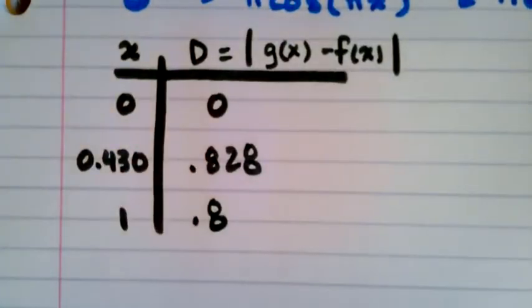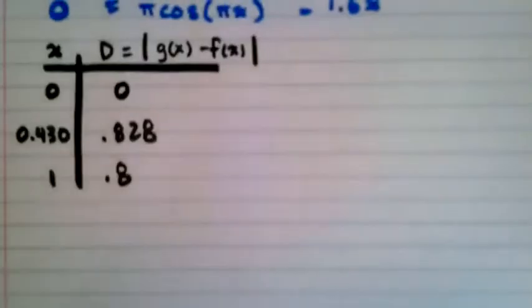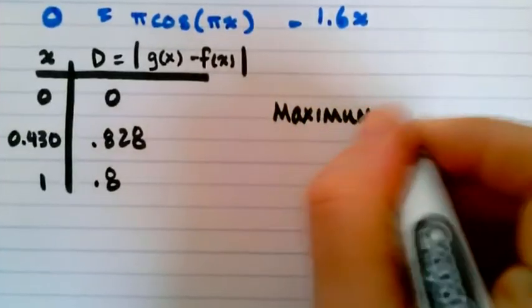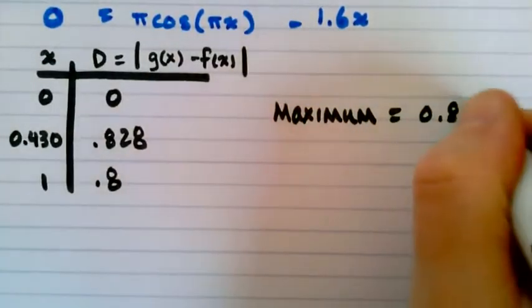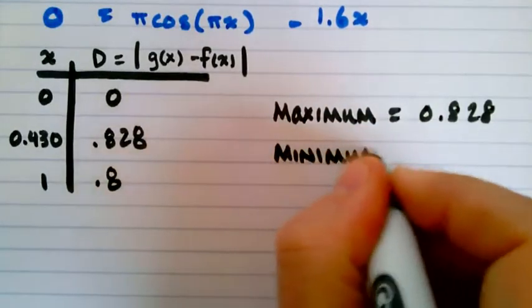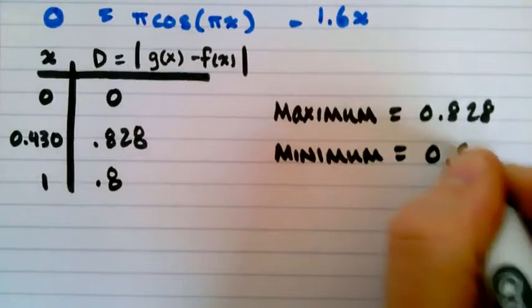So now we need to go back and look at what the question is asking us for. It says, what is the maximum vertical distance? What is the minimum vertical distance? So our answer is going to be maximum 0.828, and the minimum is 0.8.